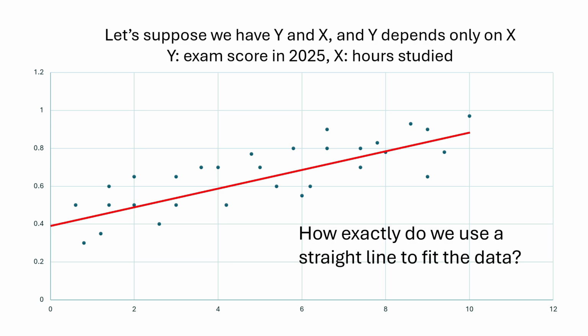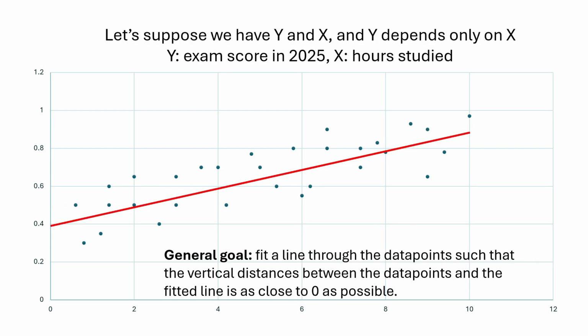Because as you can imagine, this line also looks to be a good fit to the data, and this one as well. In econometrics, the general goal is to fit a line through the data points such that the vertical distances between the data points and the fitted line is as close to zero as possible. So we're going to find this line, and this fitted line is going to be different than the red line that you're seeing on this page right now.